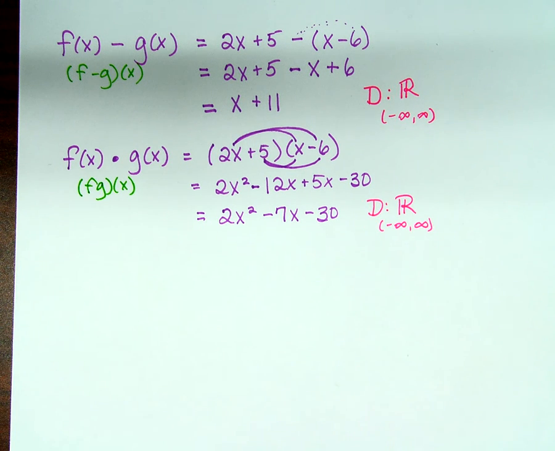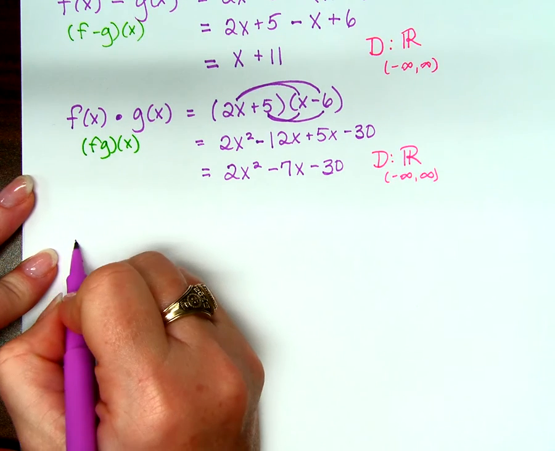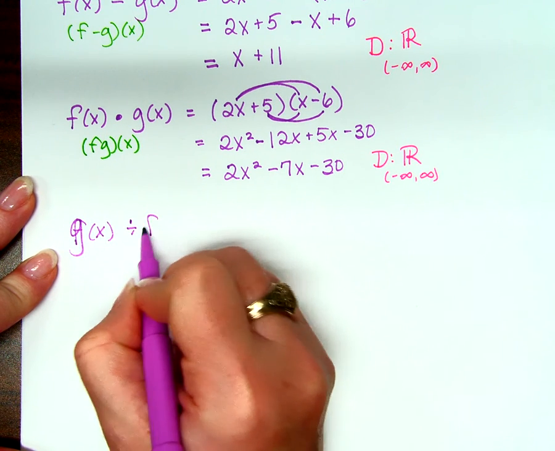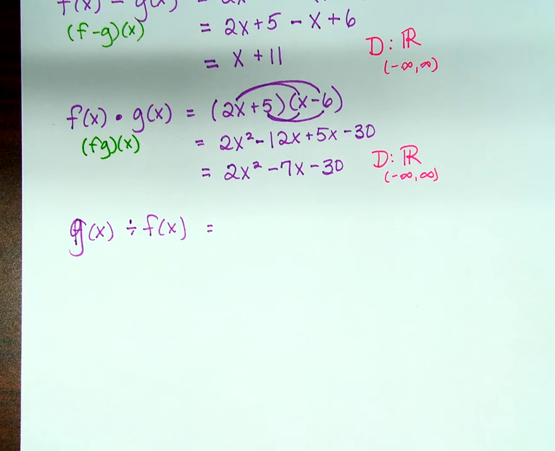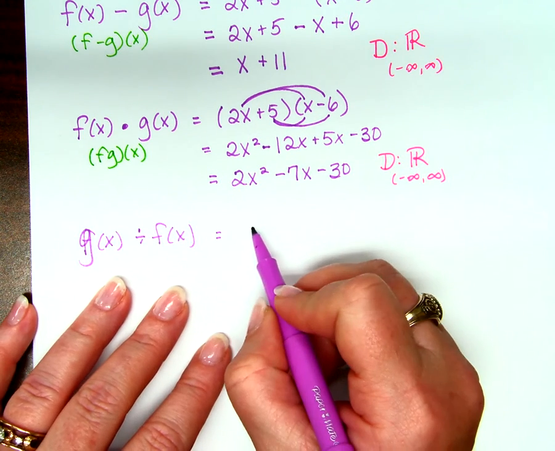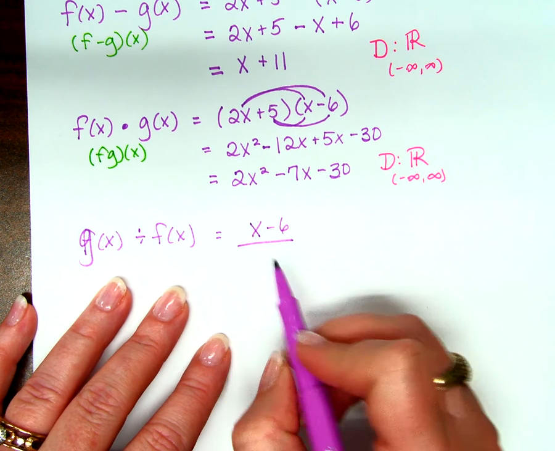Last one? Division. Oh, we're going to change it up though. Why are we going to change it up? I don't want you to think it's always f something, g something. It doesn't. We had to do g first. The order matters, what's written there. You don't have to like it. That's how it is. So, g of x divided by f of x. What is g of x? x minus 6 divided by f of x.